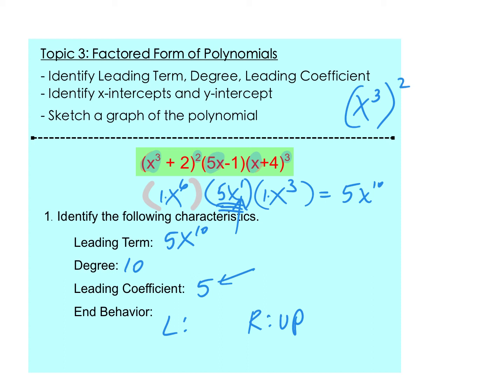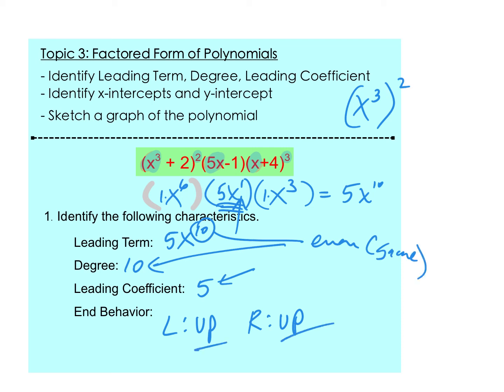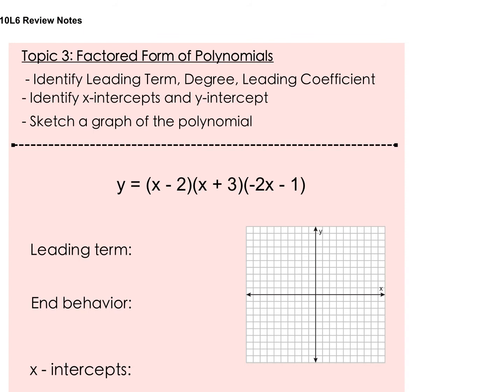Okay, Linus, left end. Left end is also up because the degree is even. Because this is even. That's even. Even means same. And that means these have to be the same.